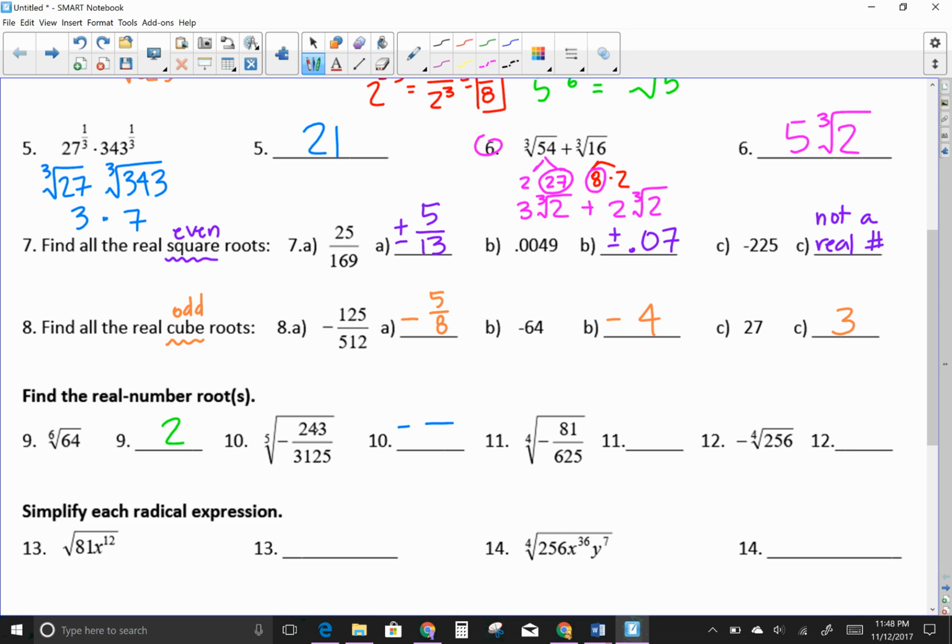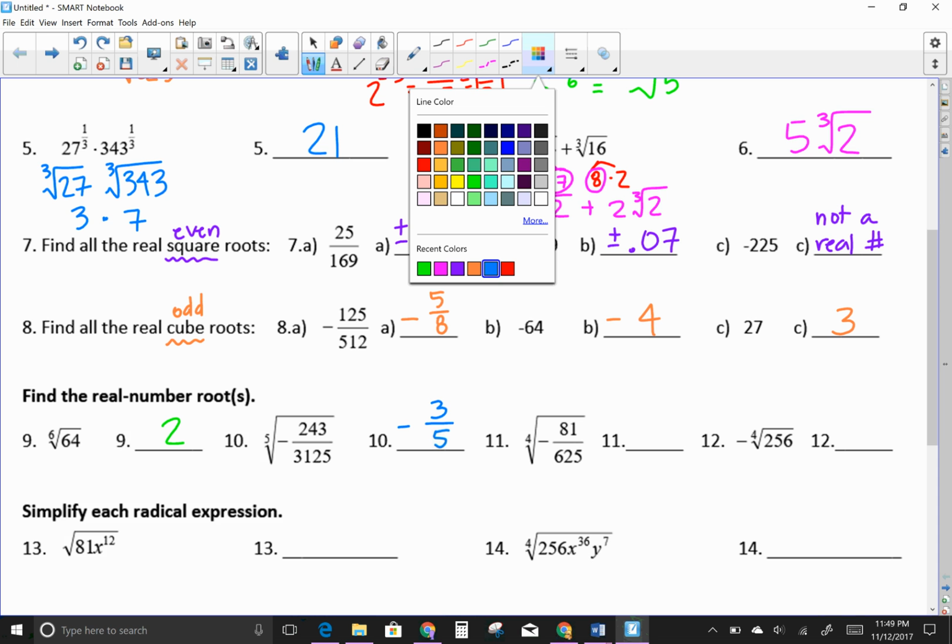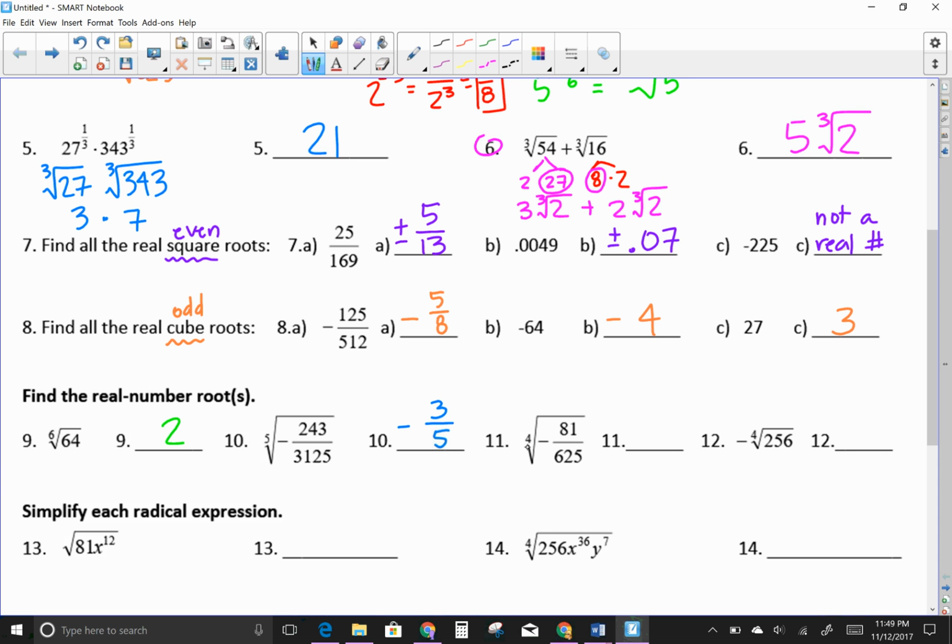Then I'm going to take the 5th root of 243, which is 3, and the 5th root of 3125, which is 5. So that answer is negative 3/5. Okay, when we get to the next one here, we've got the 4th root of a negative number. Can't take the 4th root of a negative number, so this is not a real number.